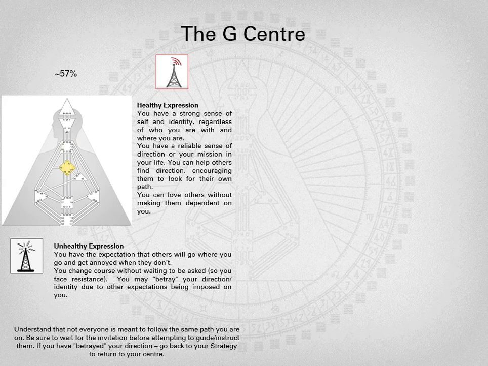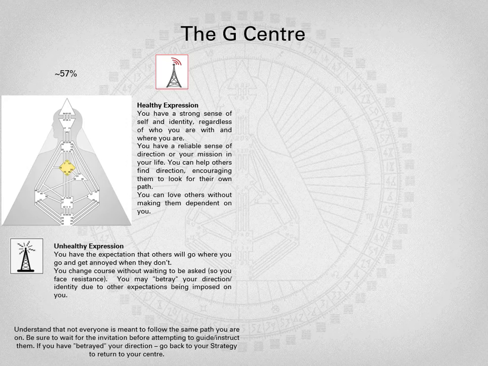The G Center is all about identity and direction, and a healthy expression of this has a strong sense of self and identity, regardless of who you are with and where you are. You have a reliable sense of direction or your mission in life. You can help others find direction, encouraging them to look for their own path. You can love others without making them dependent on you.